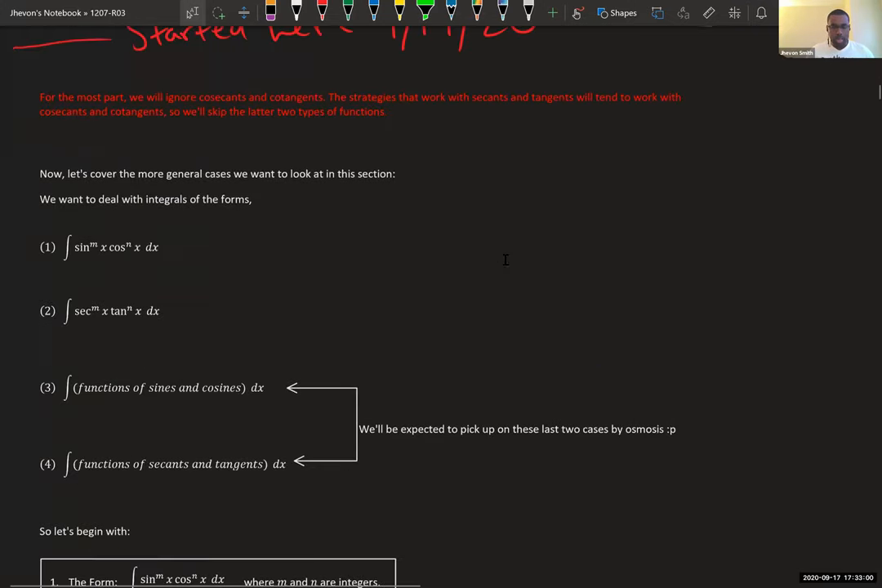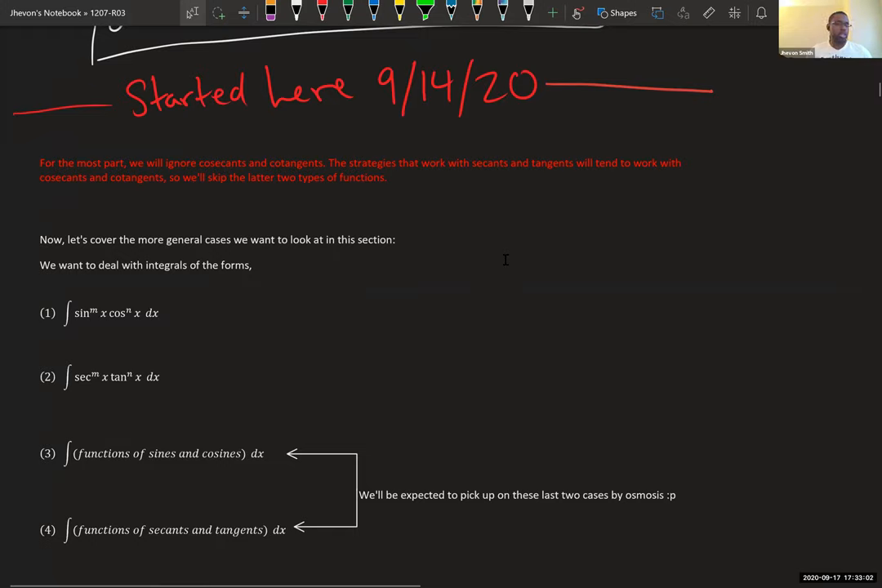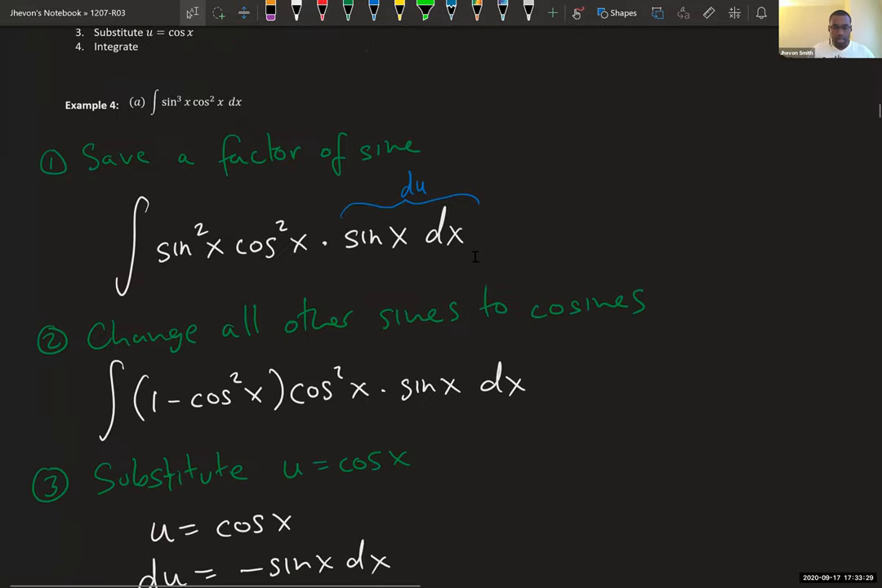Then we started looking at certain products of trig functions, products of sines and cosines and products of secants and tangents. And we went over some principles for that. Basically, you have sine and cosine. Whichever one has the odd power, you want to save a factor of that one, and change the other trig function to that one using the Pythagorean identities. If both of them have odd powers, you save a factor of the smaller one and then change everything so that's your du. And yes, we did all that.